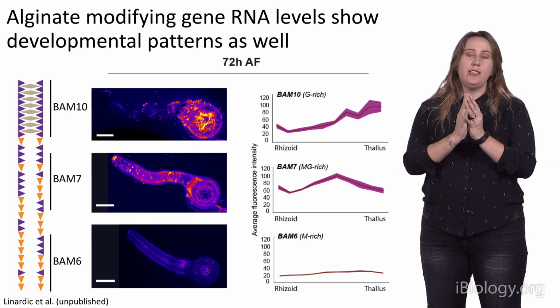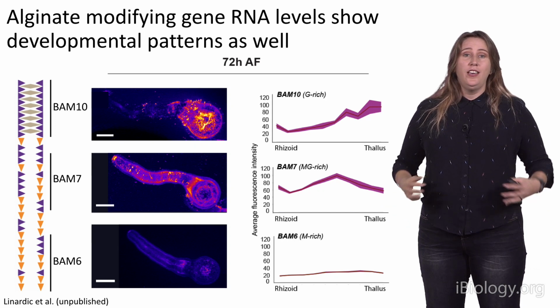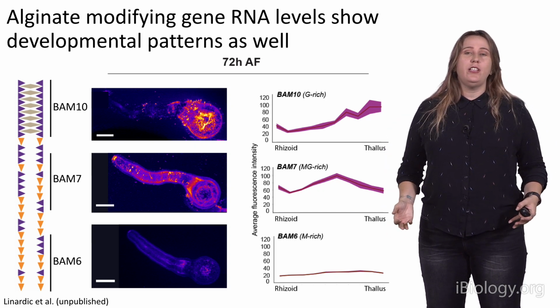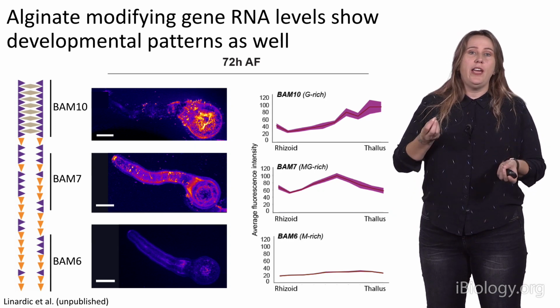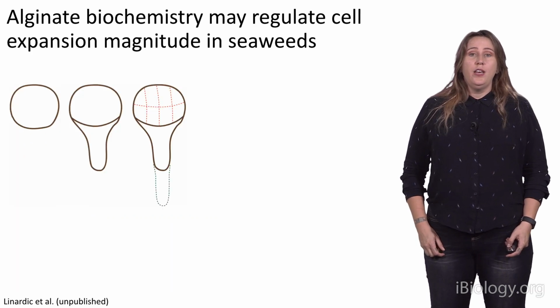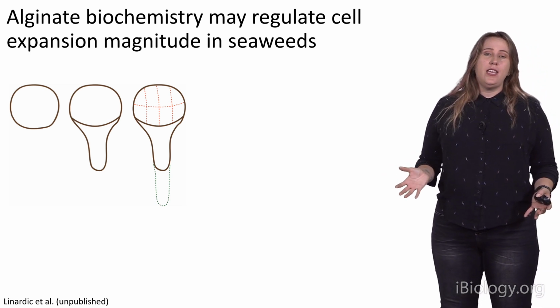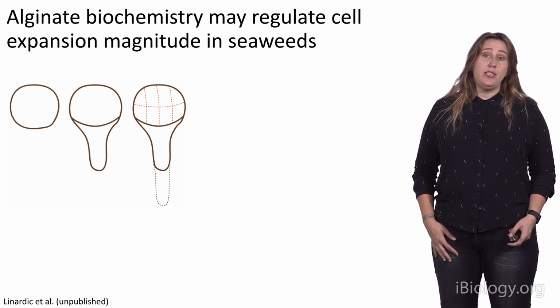gelation mechanism. And so even though these are independently related organisms, they've developed their walls differently. They've developed multicellularity differently. They're still somehow using their gel matrix in a similar way to potentially control cell expansion behavior. So what we can recap from this then is that right now we can say that alginate biochemistry may regulate cell expansion magnitude in seaweeds.